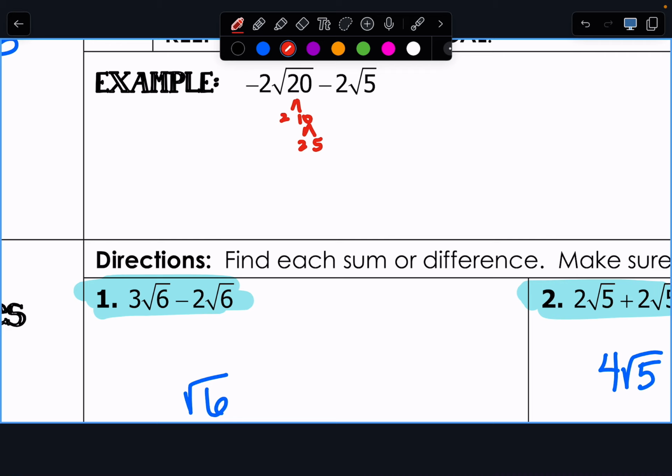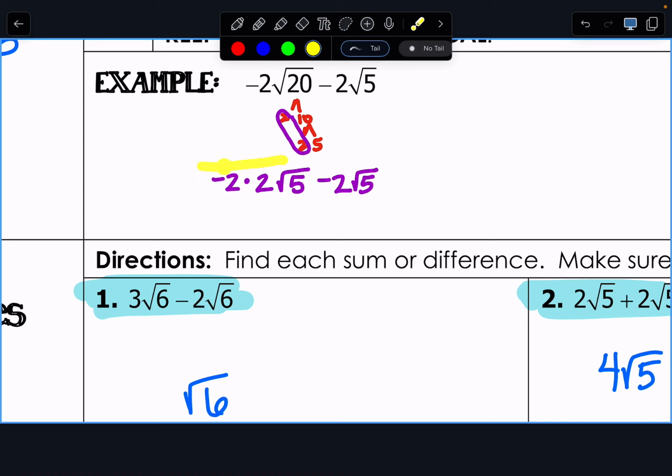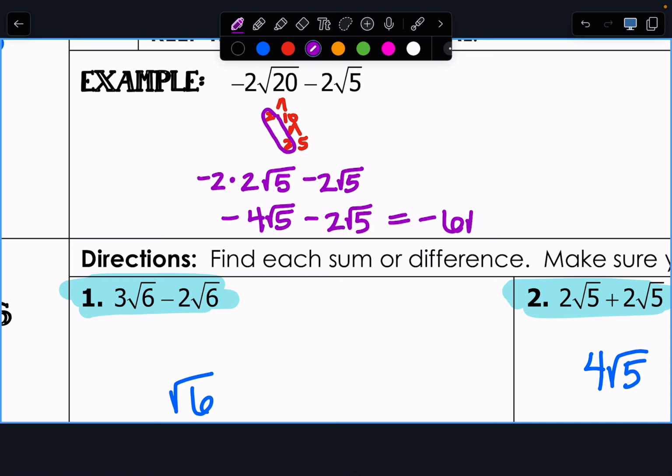Do I have a perfect square? I have 2 squared, right? So negative 2. And then I'm pulling out the 2 squared, and left over is a 5. So this is how I would show my work. I then need to rewrite this first term, if you will. What do I need to rewrite this to be? Okay, this is negative 4 radical 5 minus 2 radical 5, for a total of negative 6 radical 5. You okay? Okay.